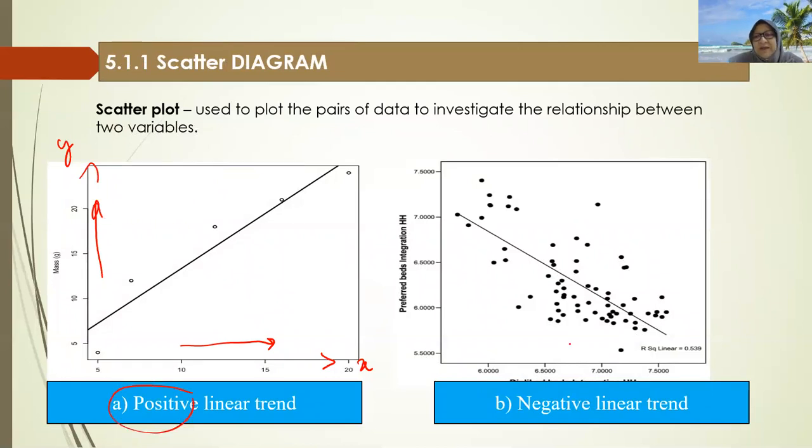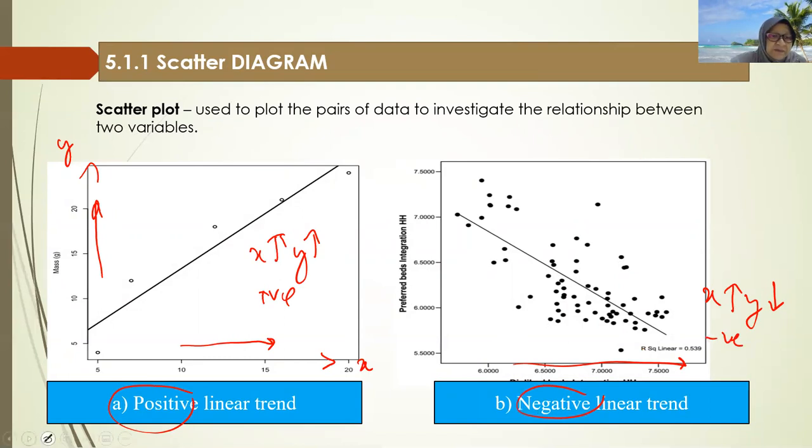Whereas the other way around, if the value of x increases and y decreases, that means we have a negative linear relationship. So the first case is x increases, y also increases, which means we have a positive relationship, a positive trend. If the other way around, we have a negative trend. Okay, so that is an example.